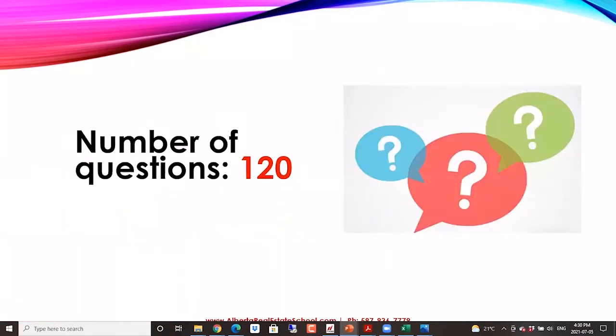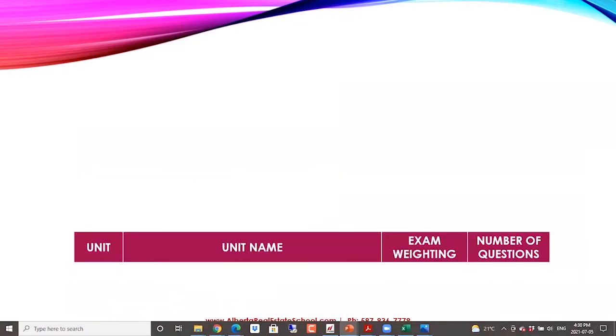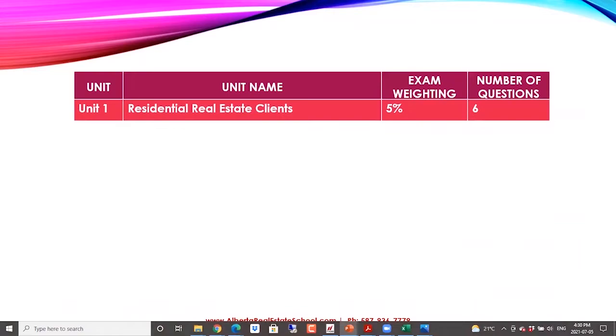So first of all, the number of questions to expect on the residential exam, we have 120 questions that you will see on the exam. And now let's take a look at the breakdown by each unit. And we'll take a look at how much each unit is worth, how many marks or how many questions we can expect on the exam.